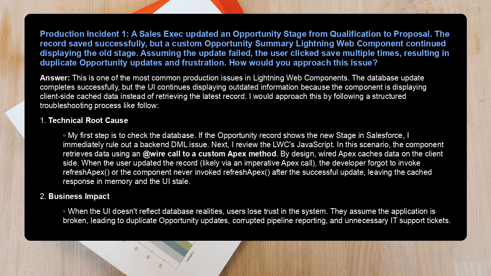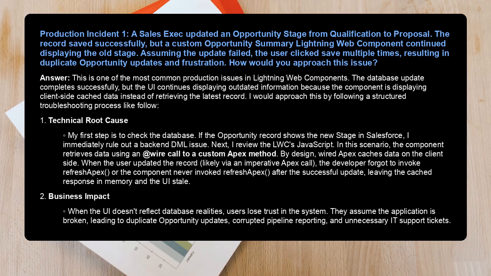Production Incident 1. A sales exec updated an opportunity stage from qualification to proposal. The record saved successfully, but a custom opportunity summary Lightning Web component continued displaying the old stage. Assuming the update failed, the user clicked save multiple times, resulting in duplicate opportunity updates and frustration. How would you approach this issue?